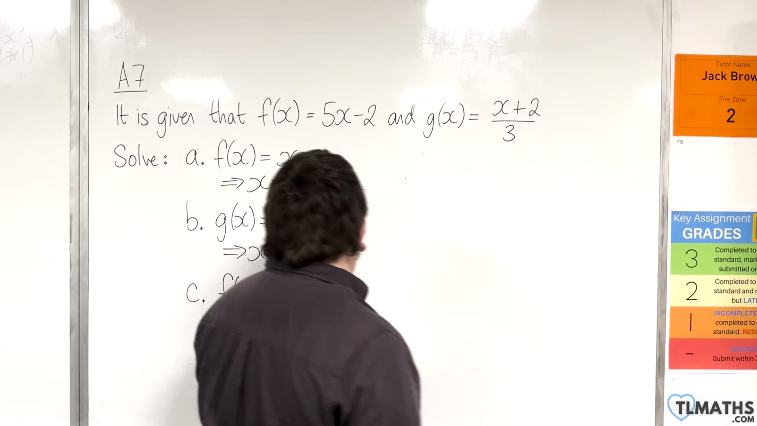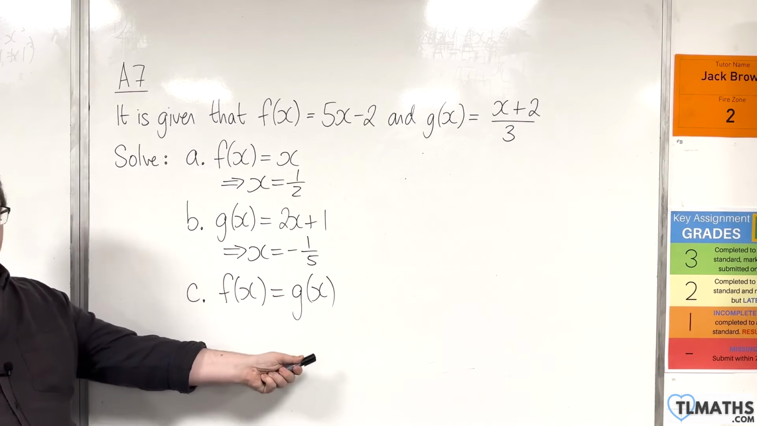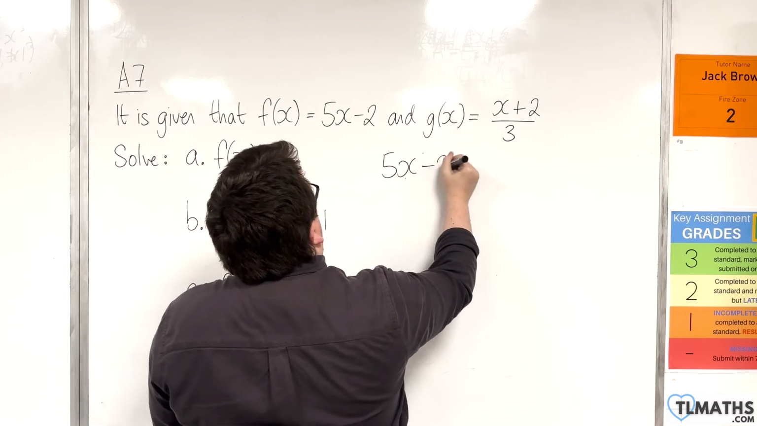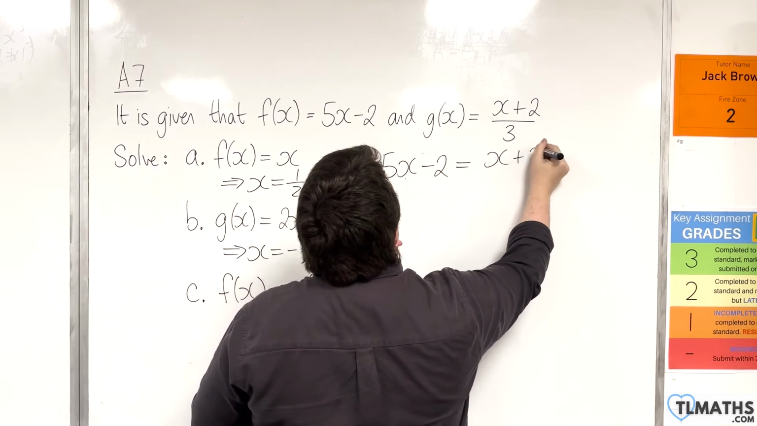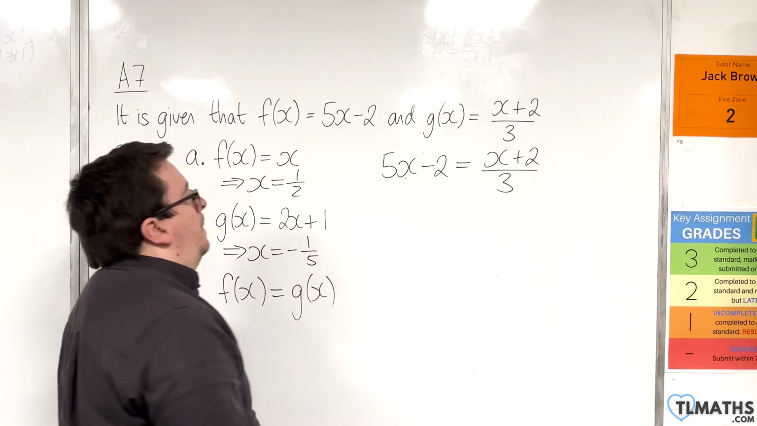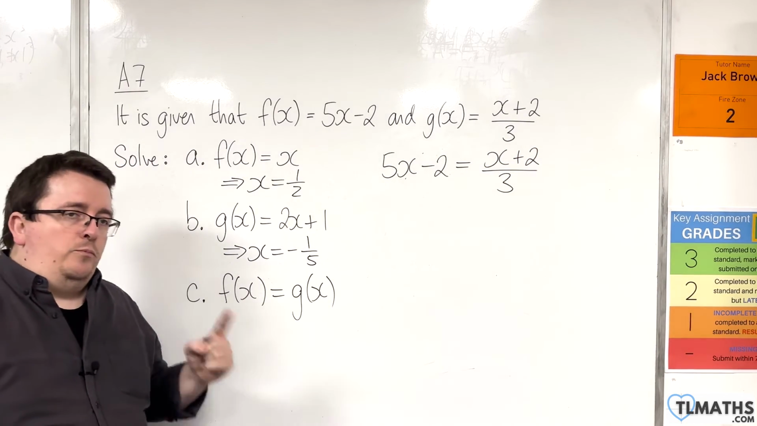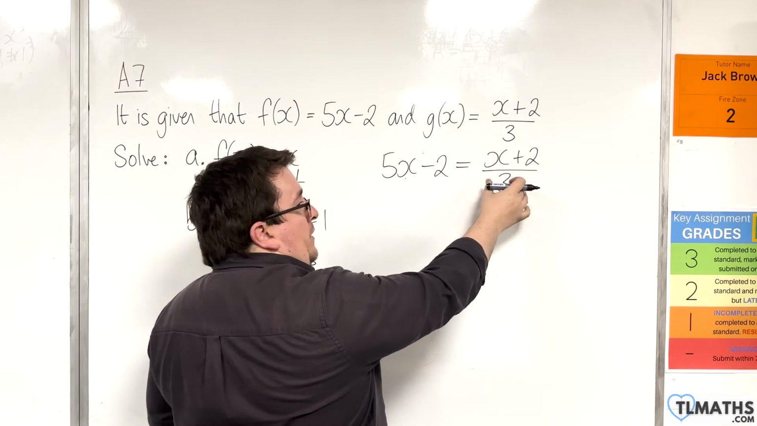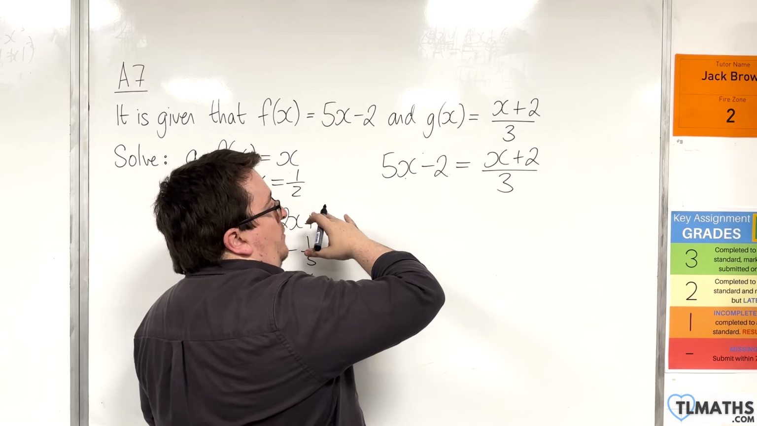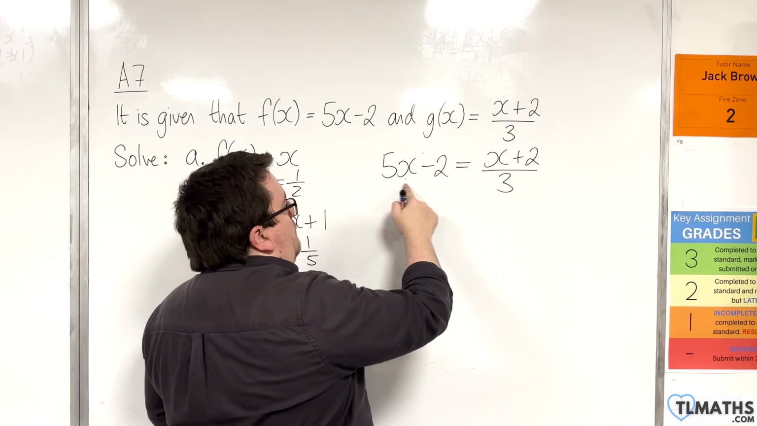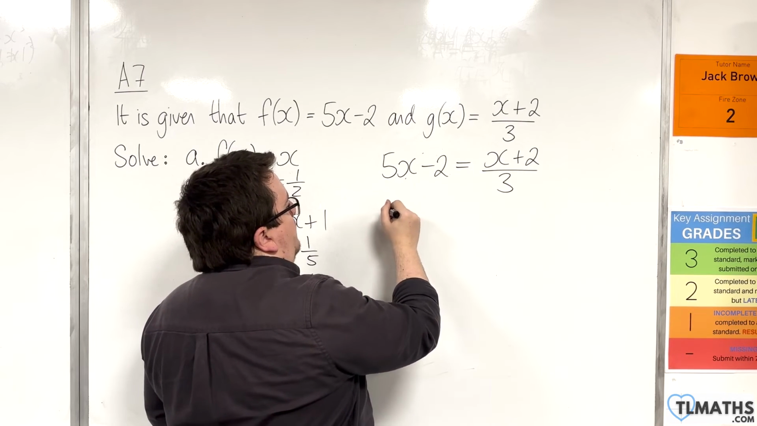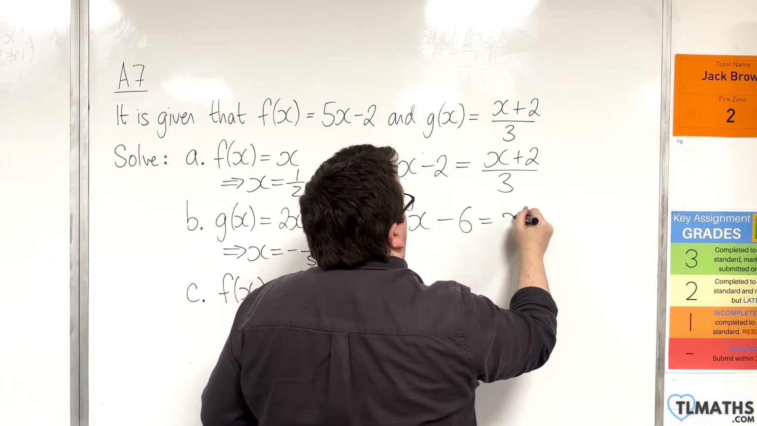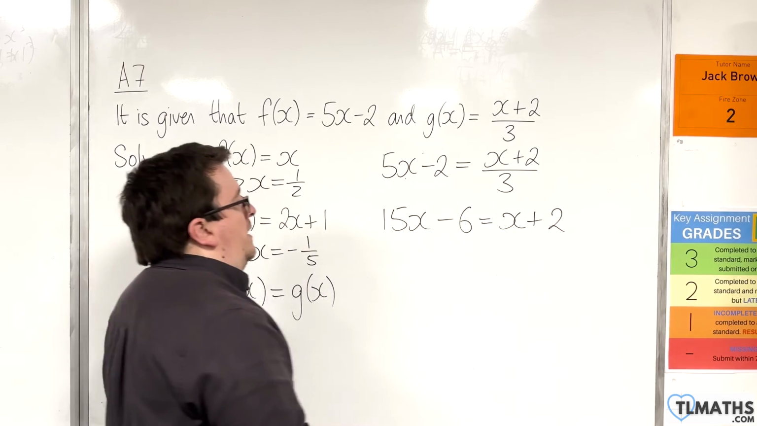Right, last one. We have f of x is equal to g of x. So f of x is 5x take away 2, and g of x is (x plus 2) over 3. So just as I did in the previous example, I got rid of the 1/3 first, the dividing by 3, by multiplying everything by 3. So if I multiply everything by 3, 5x times 3 is 15x, minus 2 times 3 is minus 6. And then I've got the x plus 2 on the right-hand side.